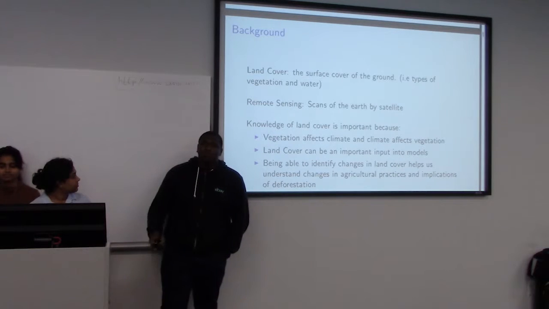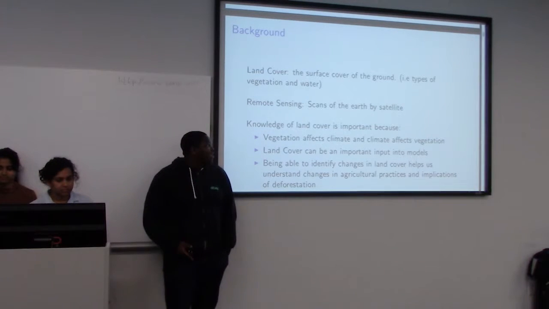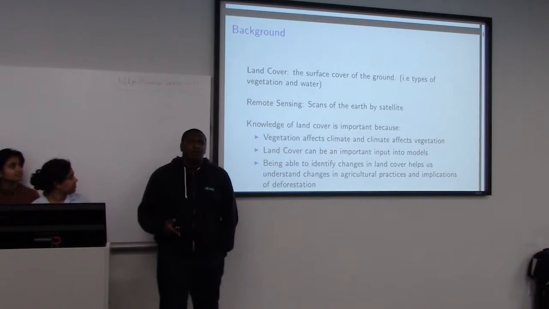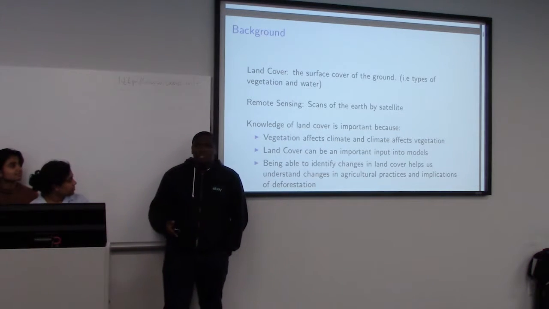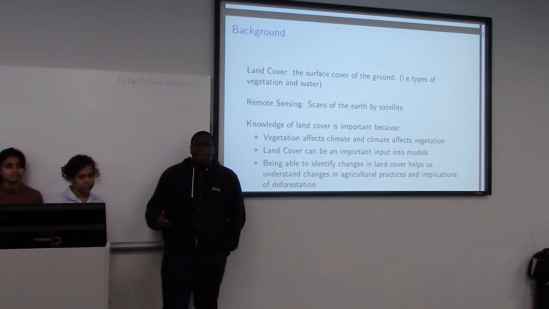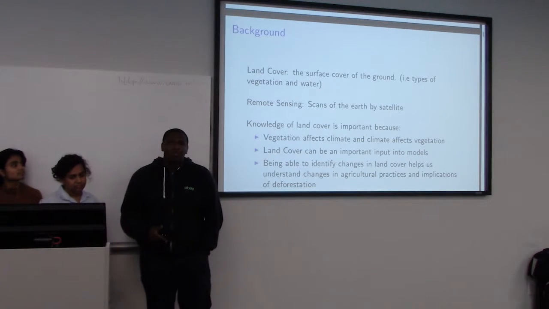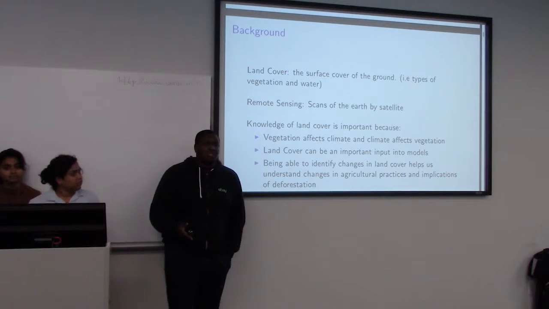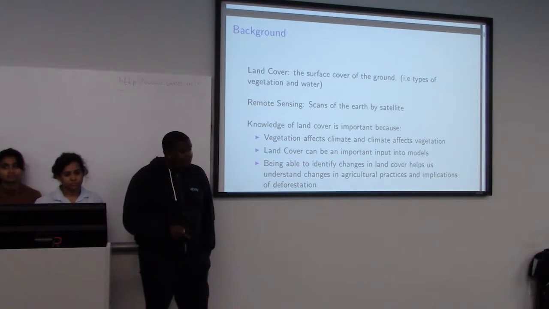Also, we want to go over what remote sensing is, and it's the scans of the Earth by the satellite. So these satellites are able to get reflectance values, and it uses these values to quantify a metric of measuring how much chlorophyll a type of land cover has, and because of that, we're able to distinguish between types of land covers.